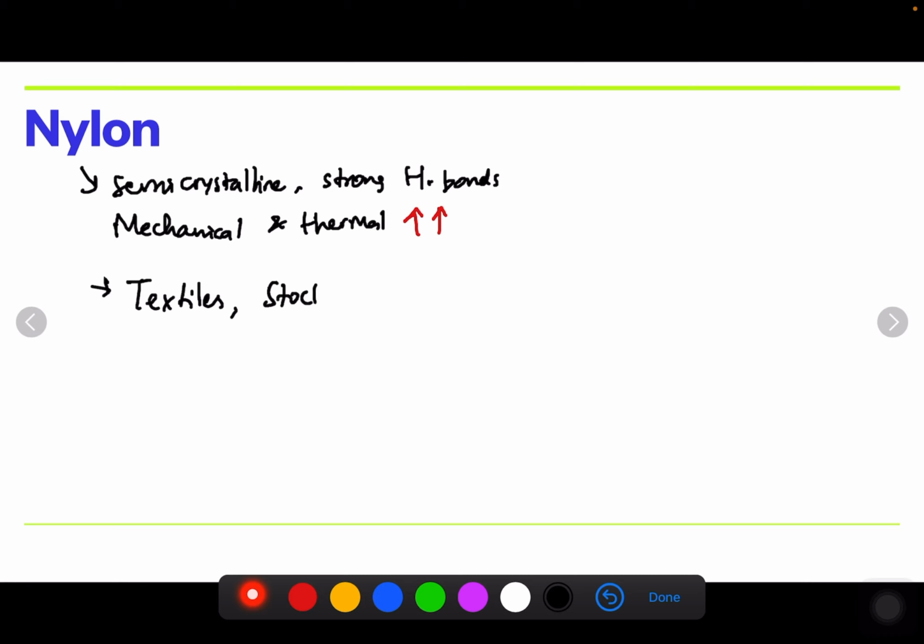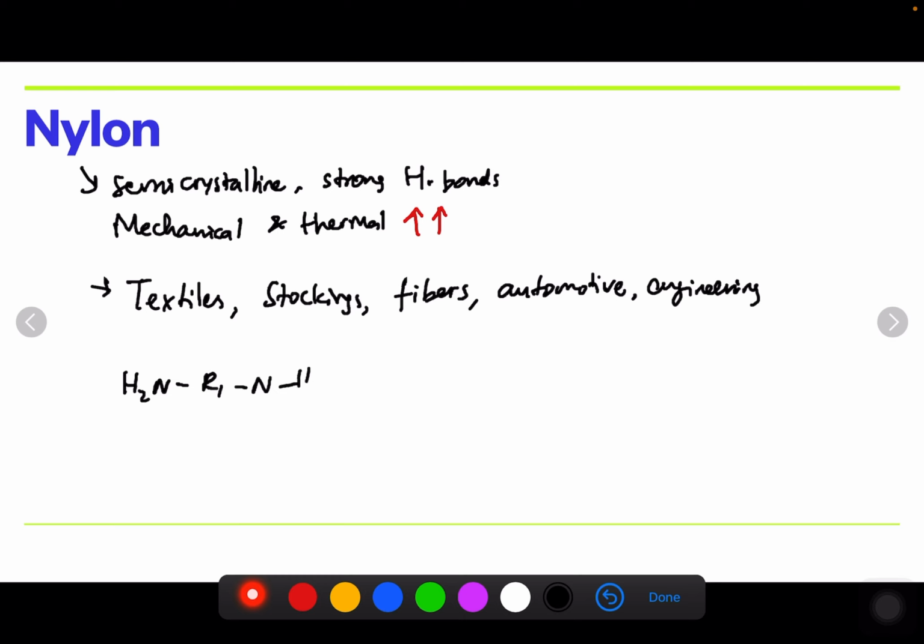Textiles, stockings, fibers, automotive, engineering, and some. Okay, if you see the previous example, we imagine we take the R, right? We have R1 like that, right? In our polyamides or the nylon.